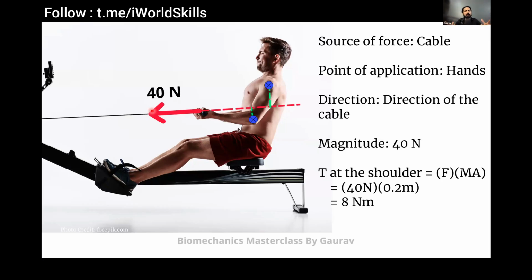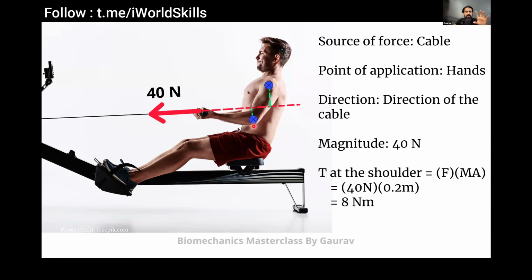Now, when we perform a cable row exercise, what are the two relevant joints that we must investigate? It's the shoulder joint and the elbow joint, because these are the two joints that are moving. So at least we must analyze these two joints. There is going to be an axis of rotation at the shoulder joint, which is your shoulder joint axis. There is going to be another axis of rotation at the elbow joint, which is your elbow joint axis.